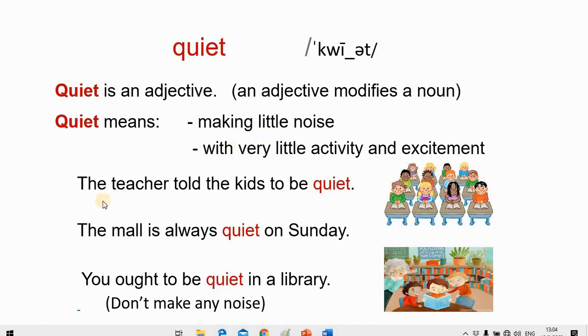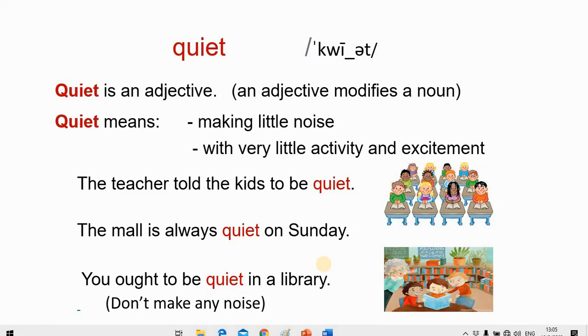Example: the teacher told the kids to be quiet. So the teacher instructed the kids not to make any noise, or not to make much noise. The teacher told the kids to be quiet. Another example: the mall is always quiet on Sunday. Again, the mall is always quiet on Sunday.